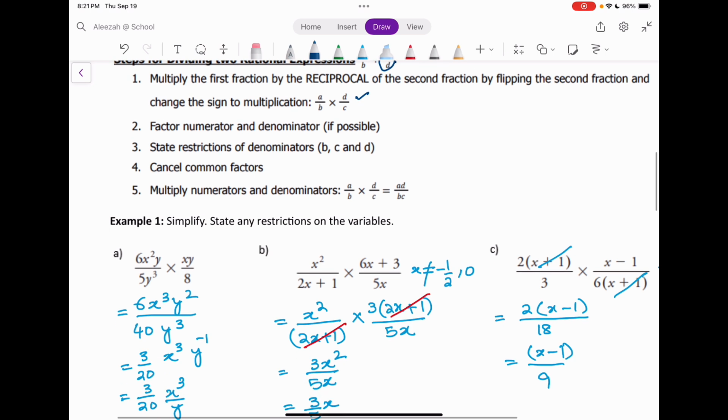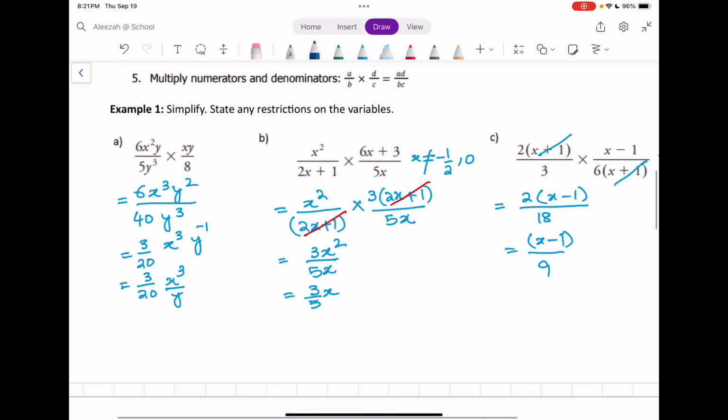Okay, now just look at these examples here. For the first one, example 1a, I just multiply the numbers and multiply the variables. I got 6x cubed y squared over 40y cubed, and then I simplified, right? When you divide, you subtract the exponents. For part b, I have to factor. So once I factor, here I took 3 as a common factor.